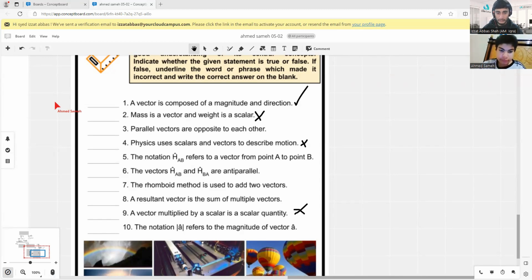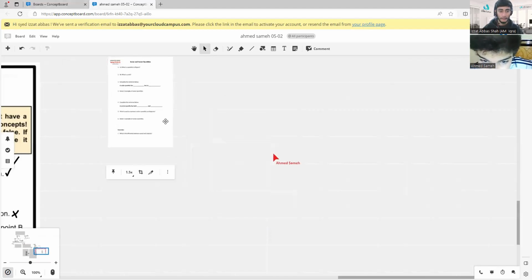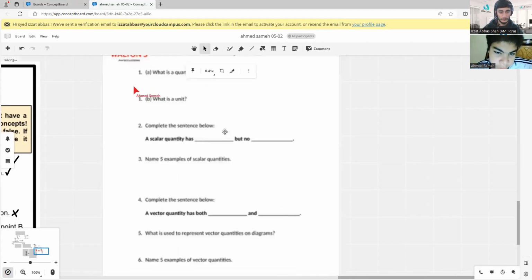This is a little revision for you now. Now you will type your answer here, okay? What is quantity in physics? What is a unit? Okay. Come on.